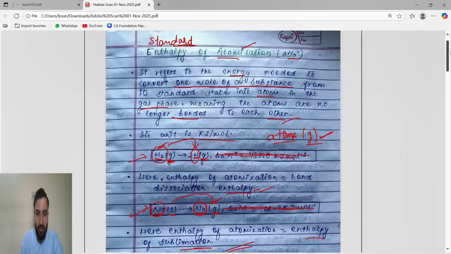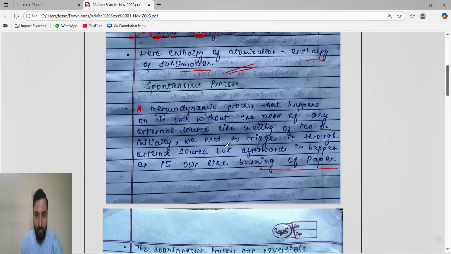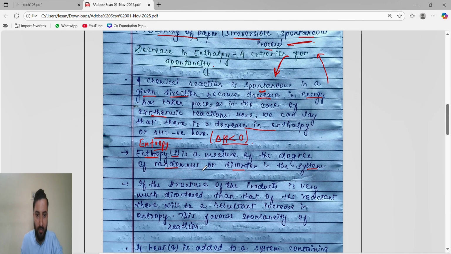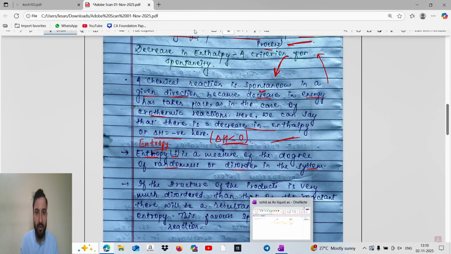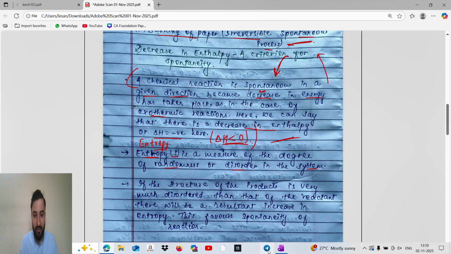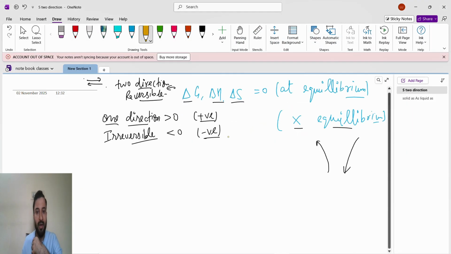Okay, you have written the enthalpy of atomization, you have to write it fully. Then the spontaneous process, you have to write all of this in full. Then decrease in enthalpy, a criteria for spontaneity, you have to write till here, with delta H less than 0. If you know this concept, fine, otherwise please write it. If you can understand, that's fine, no issues. If you think you can forget this, then please write it down.